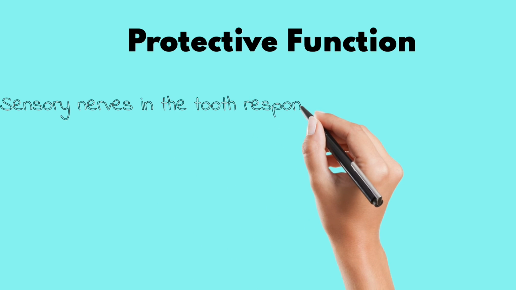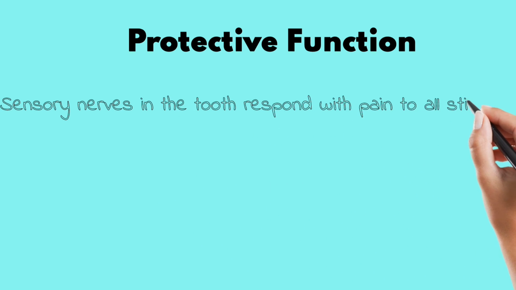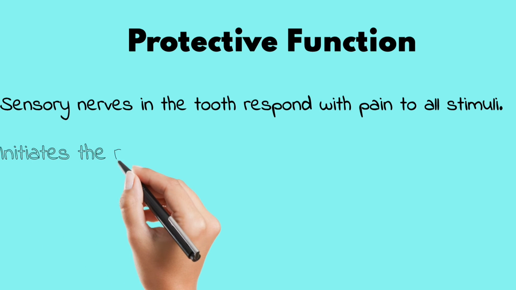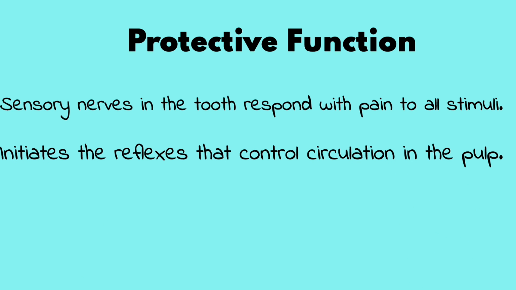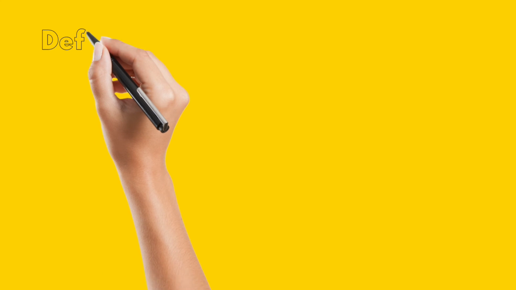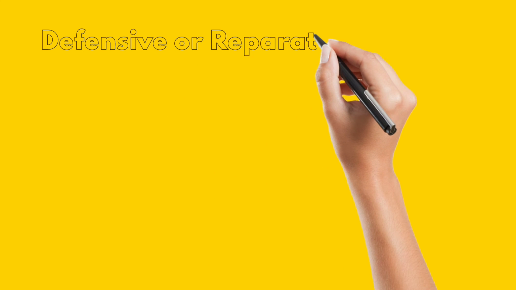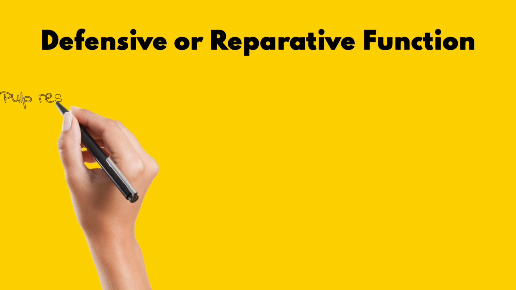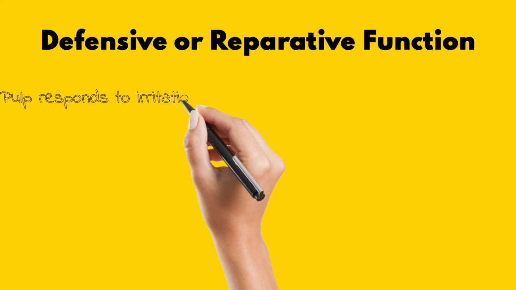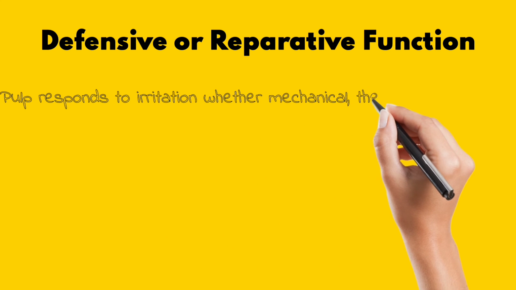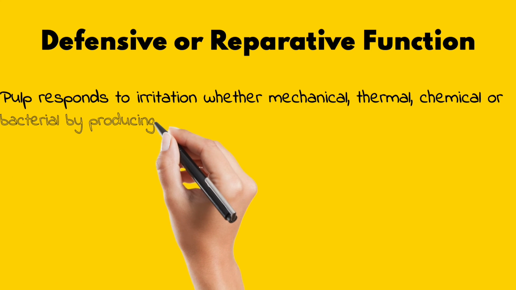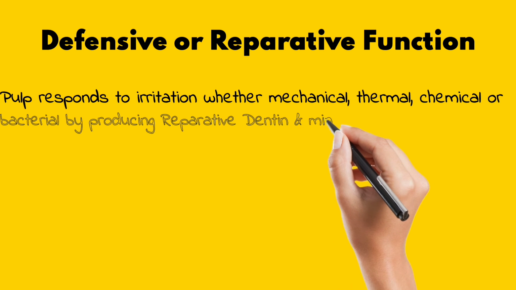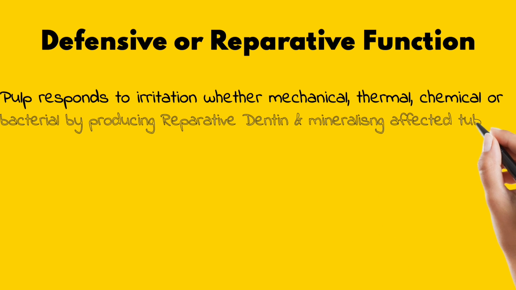Next, we have the protective function. The pulp has sensory nerves in the tooth which respond with pain to all the stimuli. So the nerves also initiate the reflexes that control the circulation in the pulp. Finally, we have the fifth function, that is the defensive or the reparative function. Pulp responds to irritation, whether mechanical, thermal, chemical or bacterial, by producing reparative dentin and mineralizing affected tubules. So this completes the functions of the pulp. Friends, please remember these 5 functions of the pulp. These are very common in the university exams.